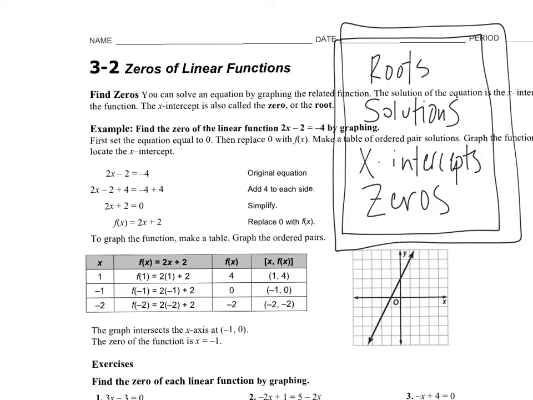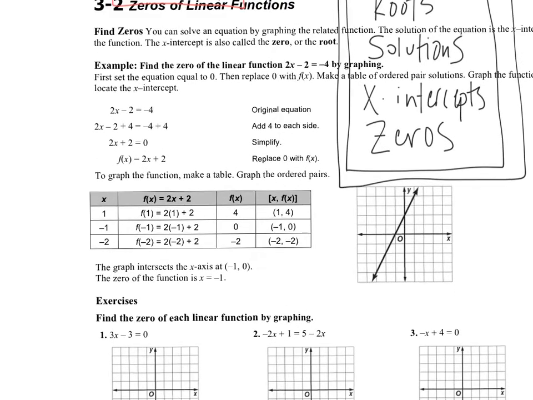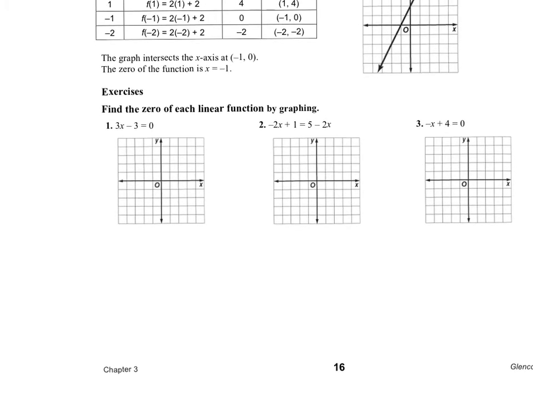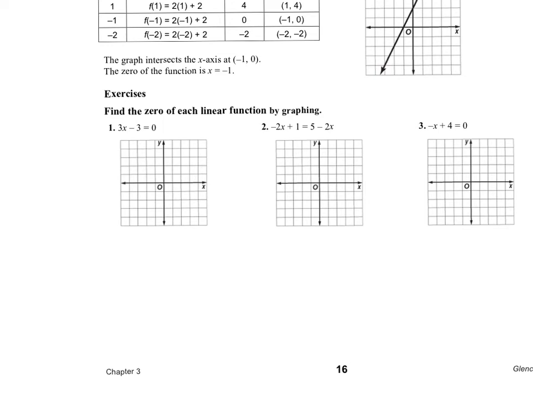Also, while we're talking about synonyms, remember we did this when we talked about function notation, right? F of x is the exact same thing as y. All right, so these two are also synonyms. Okay, so let's take a look at what we've got for today. We're going to graph these, and it just says find the zero for each one of these linear functions by graphing. So however you want to graph these, intercepts, make a table. I suppose I'll do both, and we'll go from there.